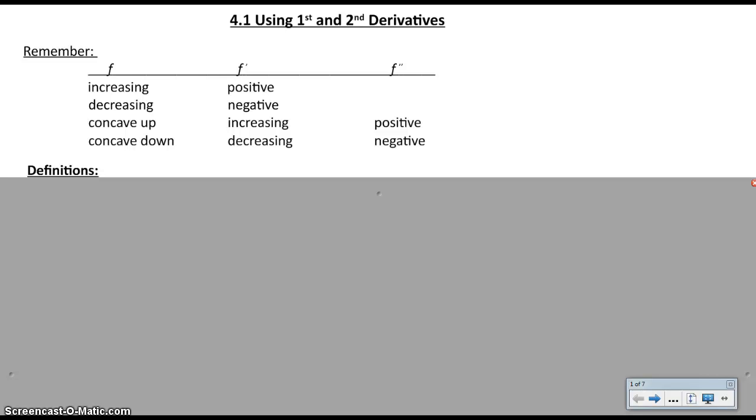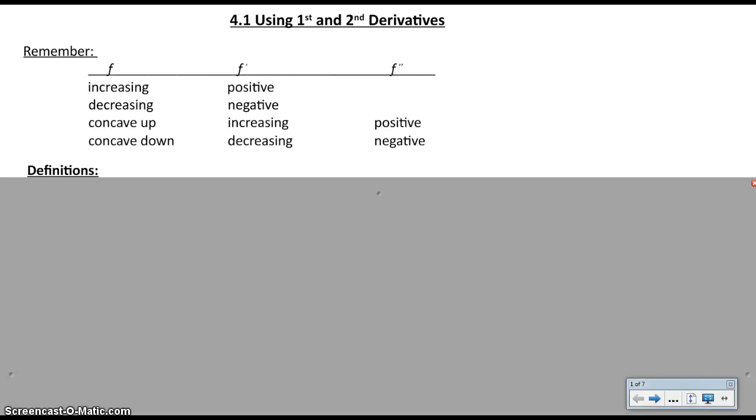The first thing you should remember is the relationship between a function, a first derivative, and a second derivative and their graphs, such as the function increases when the derivative is positive, the function decreases when the derivative is negative, the function is concave up when the derivative is increasing and the second derivative is positive, and the function is concave down when the derivative is decreasing and the second derivative is negative.